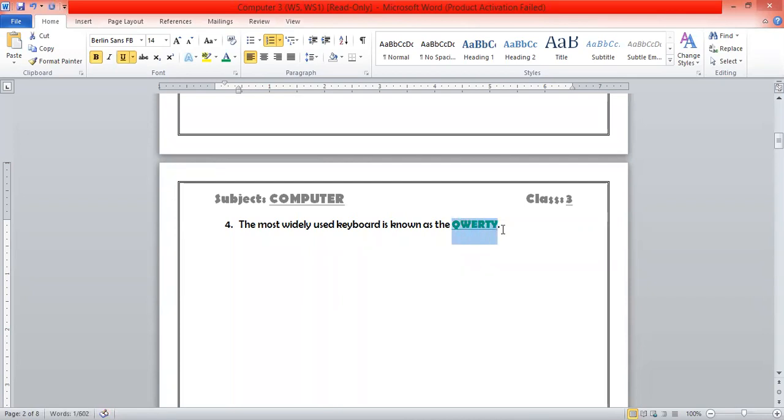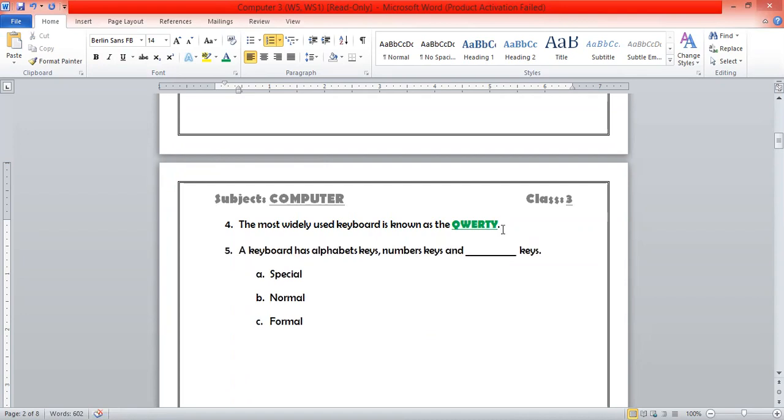Okay. Now, question number 5 is on the screen. What is question number 5 telling us? Yes, Abdul Aziz, exactly, that's a standard keyboard format. Excellent, you picked that word. So question number 5. The keyboard has alphabet keys, number keys, and the dash keys. Special keys, normal keys, or formal keys.